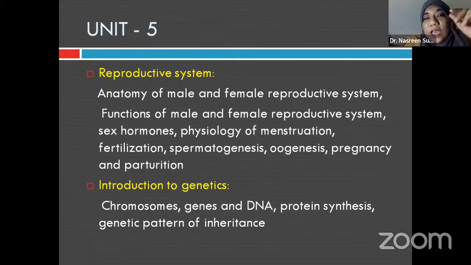Then the last unit you have is the reproductive system. In reproductive system, male reproductive system and female reproductive system. Anatomy you have to study, and then you have to study spermatogenesis, oogenesis, then menstruation. These are 5 important questions from reproductive system. And in genetics, what is DNA, what protein synthesis is, which is important, and the importance of chromosomes. That's it.